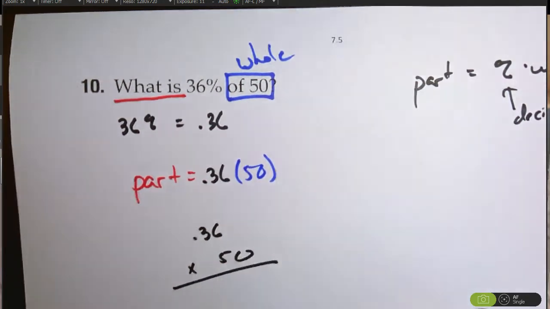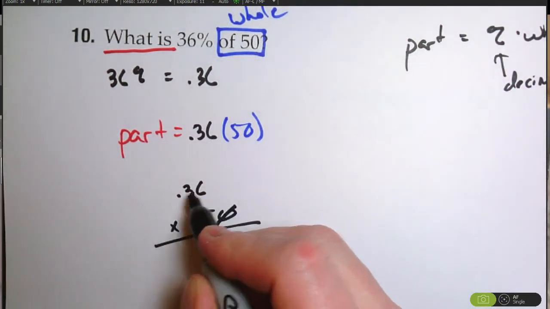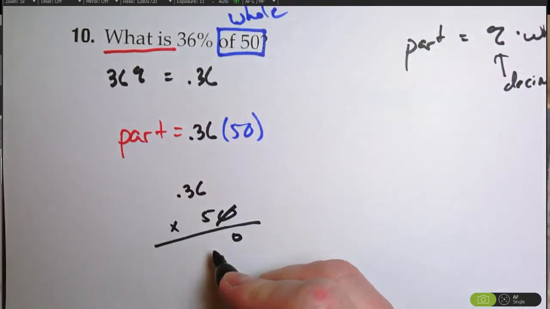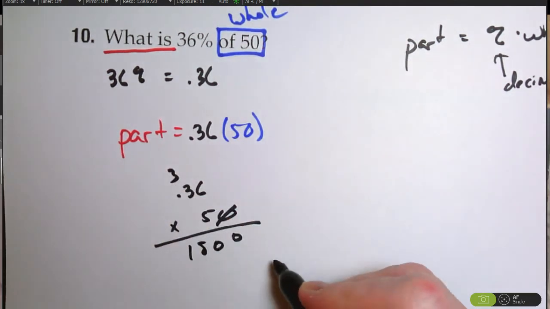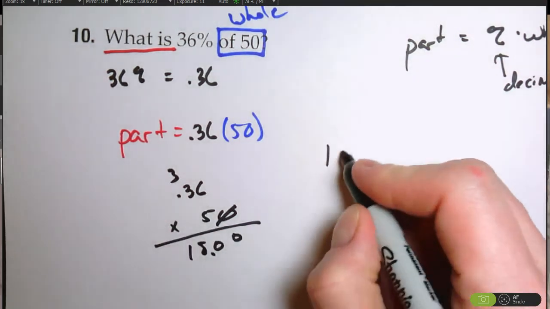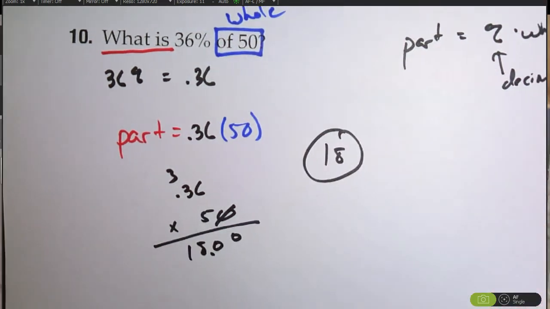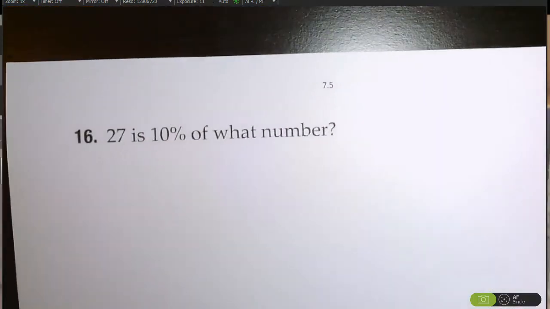I don't know if you ever learned this trick, but if there's a 0, just drop it down. We can ignore that now, and now it's just 36 times 5. So 5 times 6 is 30. Carry the 3. 5 times 3 is 15, plus 3 is 18. And now I have two decimal places, so 18. So 18 is 36% of 50. Okay, so that was number 10. All right, next problem, number 16.